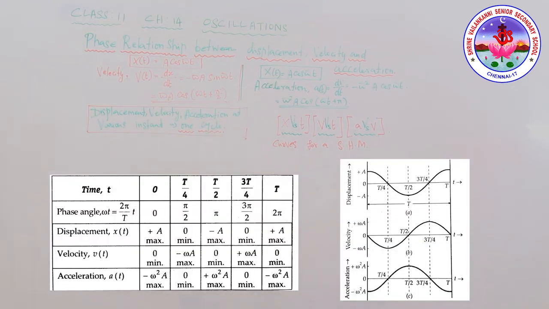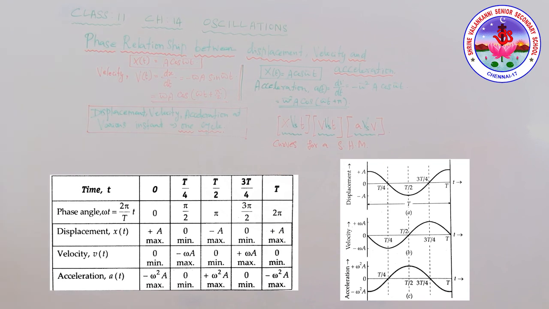Now, see the diagram. We are using these relations of velocity and acceleration to determine the values of displacement, velocity and acceleration at various instants for one cycle. Time t is given by the phase angle omega t, which is equal to 2 pi by T into t, or 2 pi t by capital T, for the instants 0, T by 4, T by 2, 3T by 4 and T.